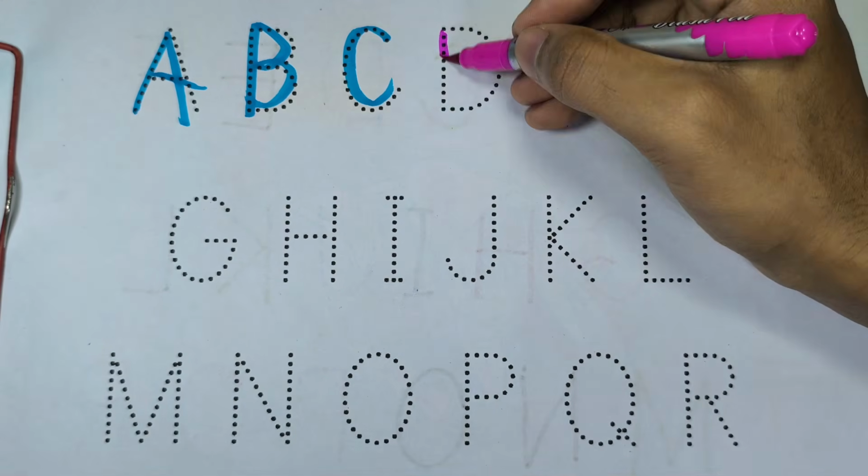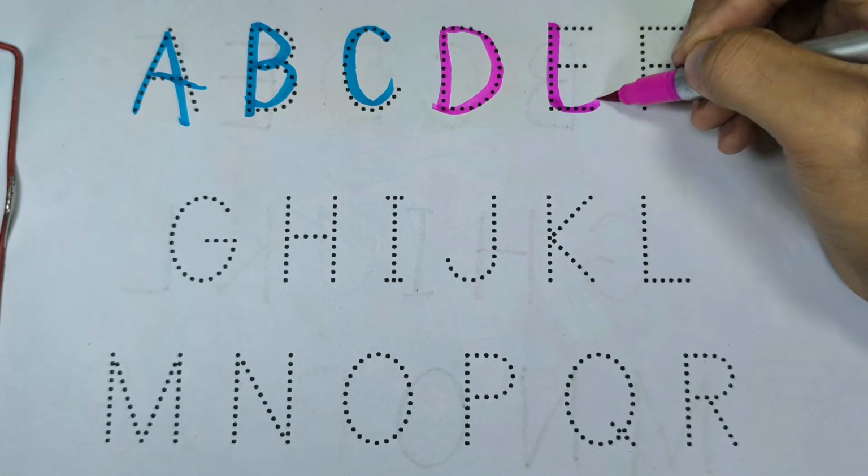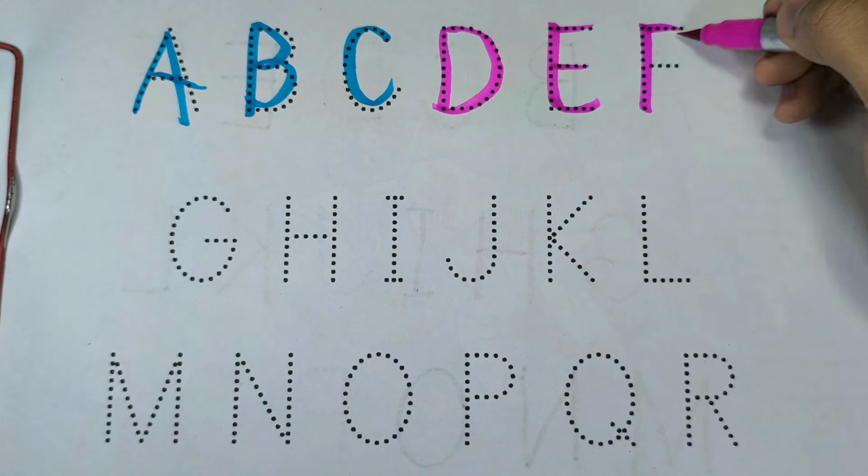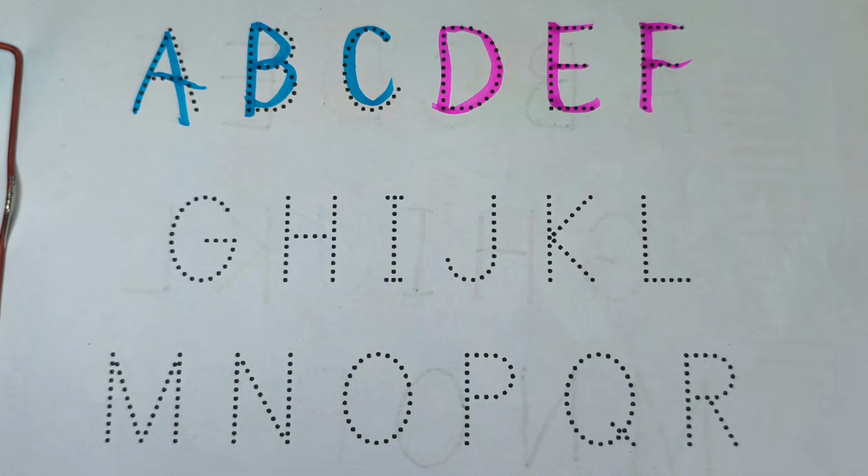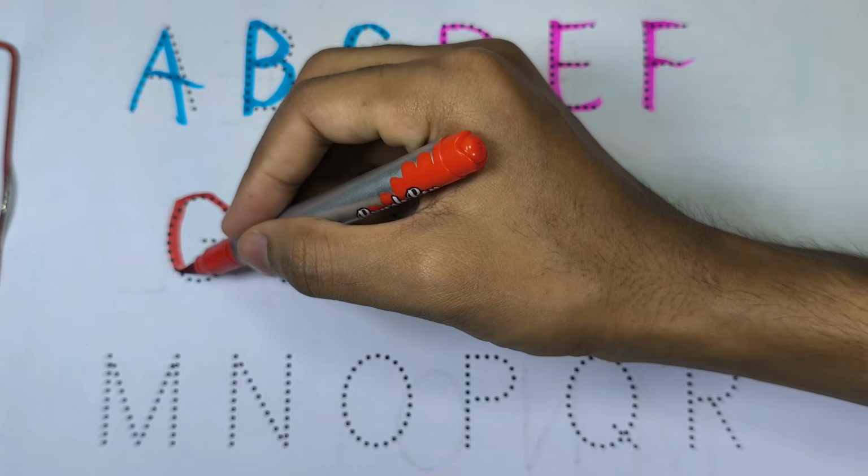Now we're using the color of dark pink color. D for dog, D for doll, E for egg, E for elephant, F for fish, F for fan. Stay with us. The next one is G. Red color. Wow, so many colors.